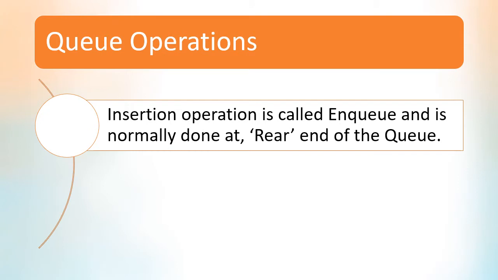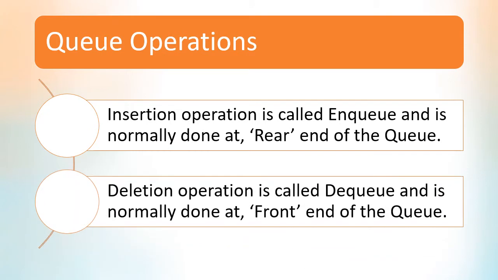Now let us discuss the operations in queue. First one is insertion operation and second one is deletion operation. The insertion operation is called enqueue and it is normally done at the rear end of the queue. Deletion operation is called dequeue and it is normally done at the front end of the queue. So these are the two operations in queue, insertion and deletion. Insertion is called enqueue and it is done at the rear end of the queue, and deletion is called dequeue, which is done at the front end of the queue.